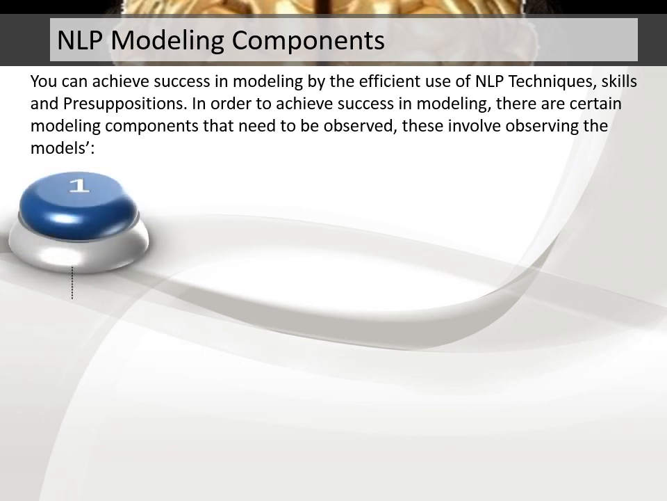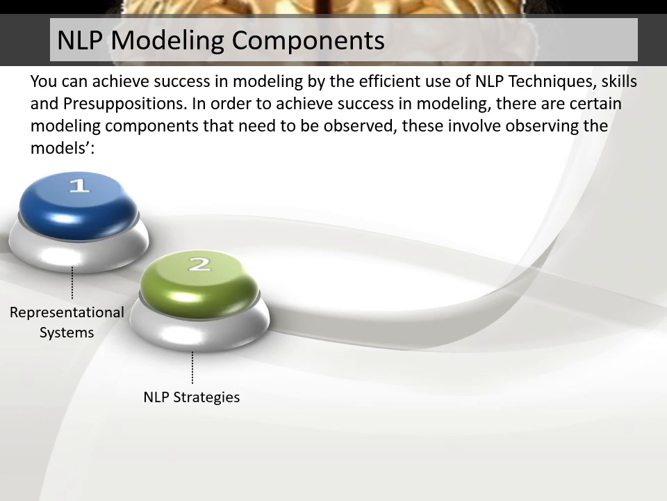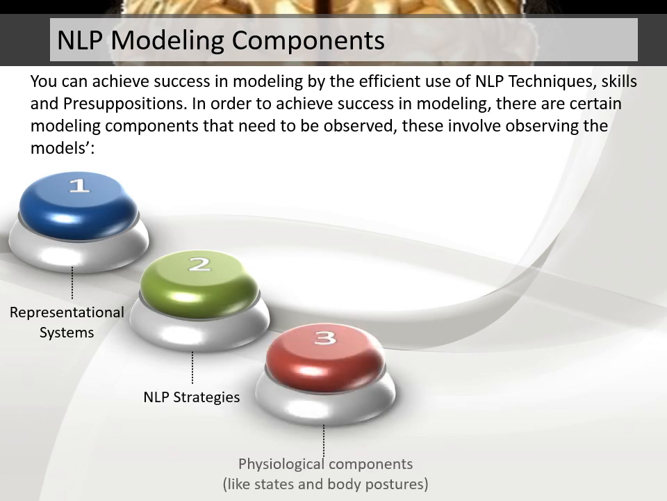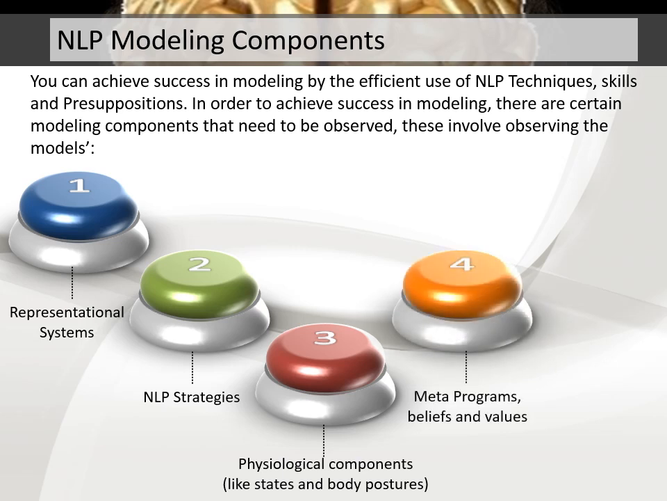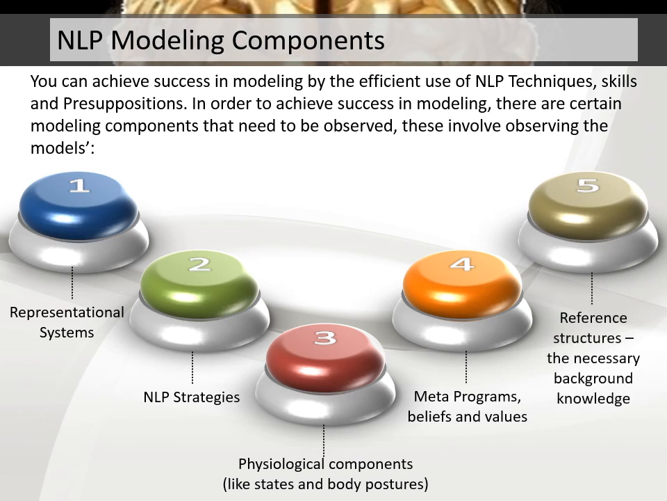Number 1, representational systems. Number 2, NLP strategies. Number 3, physiological components like states and body postures. Number 4, meta-programs, beliefs, and values. And number 5, reference structures, the necessary background knowledge.